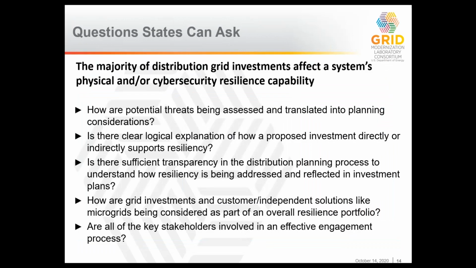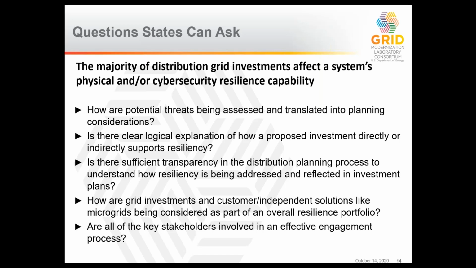So to close, there are several questions you may want to consider. Again, in the context of distribution grid investments affecting the system's physical and cyber security, it's an important starting point. How are potential threats being assessed and translated into planning considerations? That's a pretty important aspect. Is it something like what Hawaii is doing, or is it something else? Is the state leading that? Is the utility doing it? Is that something the commission itself is facilitating?